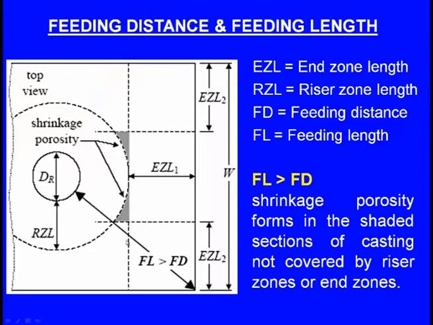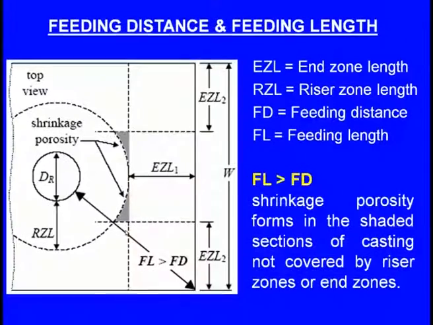Now, you can see there is a gap, right? Including that gap, the sum of this riser effect, this end effect, and that gap, the sum of these three components, is known as the feeding length, which is the actual length in the casting measured diagonally in this case. So, here we can conclude that feeding length is greater than the feeding distance.